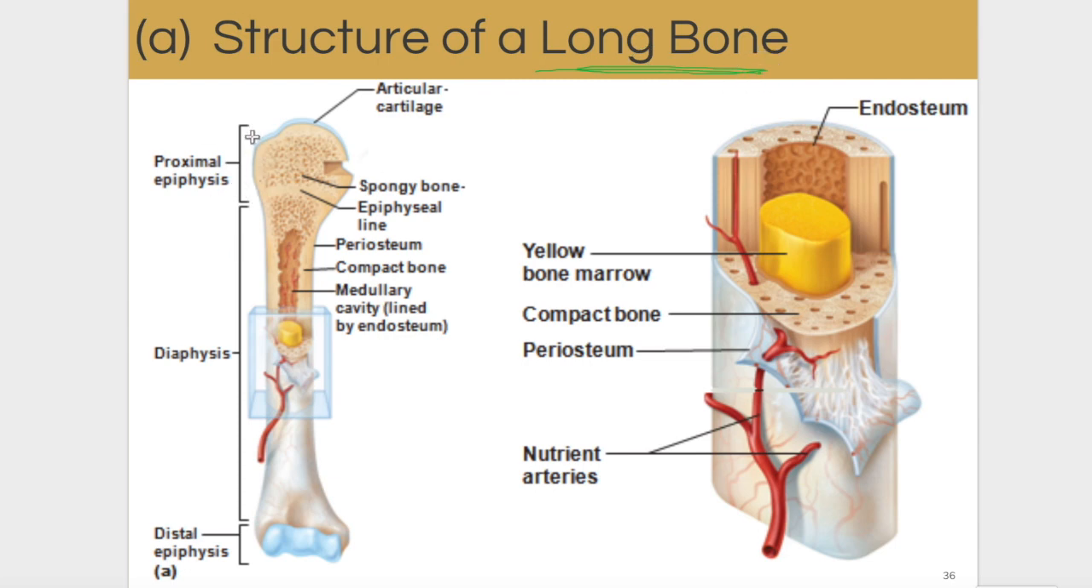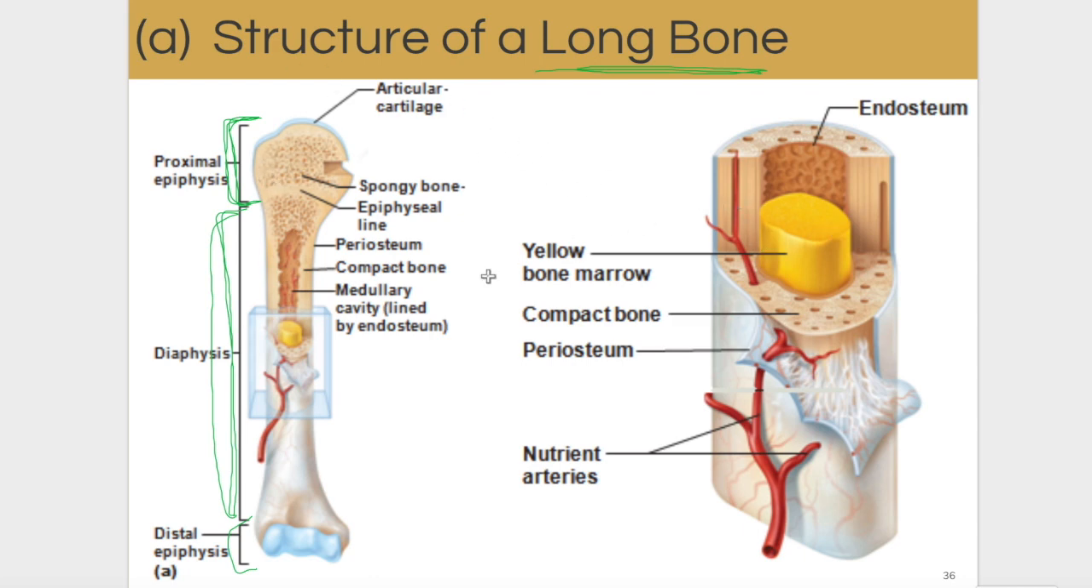Now, to discuss the composition of our different classifications of bone, we'll begin with the structure of long bone. Long bone is organized in two major regions. We have what's called the epiphysis, which makes up the ends of the long bone. So we have a proximal epiphysis, closer to the trunk, and a distal epiphysis, away from the trunk. And then we have this center part, which makes up the shaft of the bone, called the diaphysis.